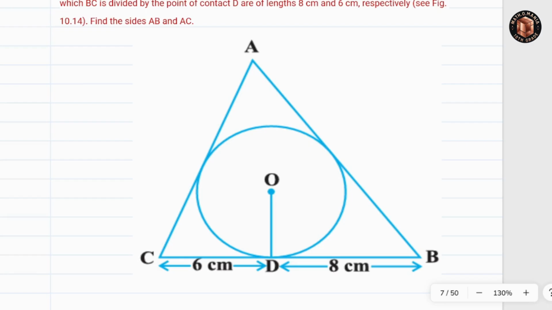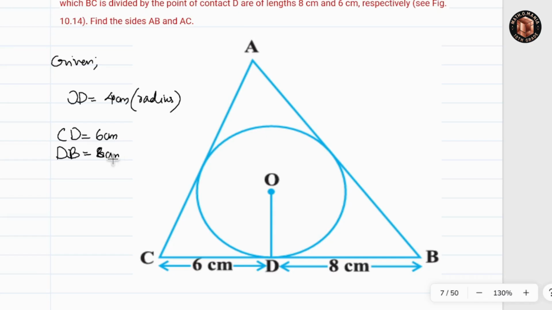So let me first write the given items here. What is given? OD equal to 4 cm, which is a radius. Then I can write CD equal to 6 cm. It is given. Then it is given DB, which is again equal to 8 cm.